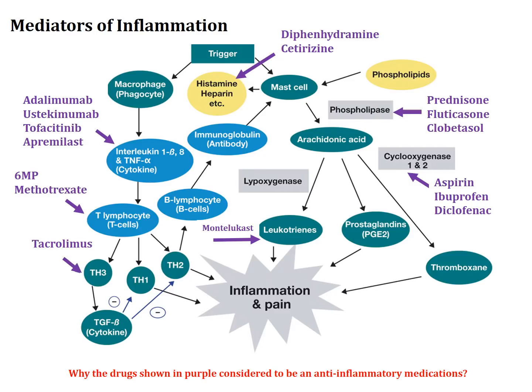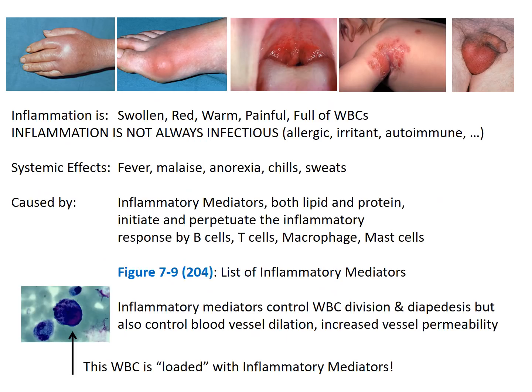So the question at the bottom says, why are all these drugs shown in purple considered to be anti-inflammatory? They're considered to be anti-inflammatory because they're taking out some key inflammatory mediator, right? They're specific, right? Diphenhydramine takes out histamine. Aspirin takes out prostaglandins. Does that make sense? So you look at this pathway here and you can see that we got a lot of different ways that we can target and treat inflammation.